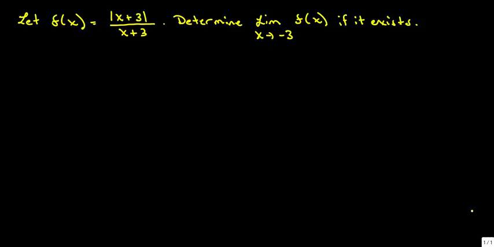So here we're going to let the function f of x be equal to the absolute value of x plus 3 over x plus 3. And we want to determine the limit as x approaches negative 3 of f of x. And if it doesn't exist, then we'll go ahead and label that.